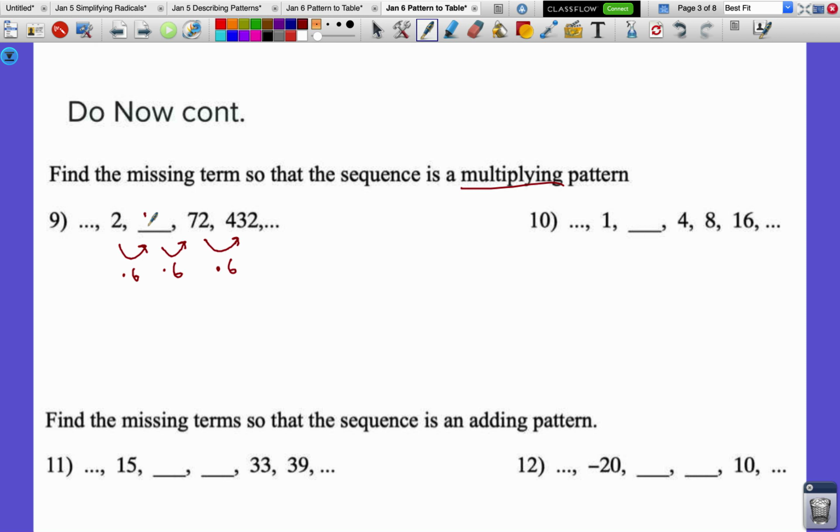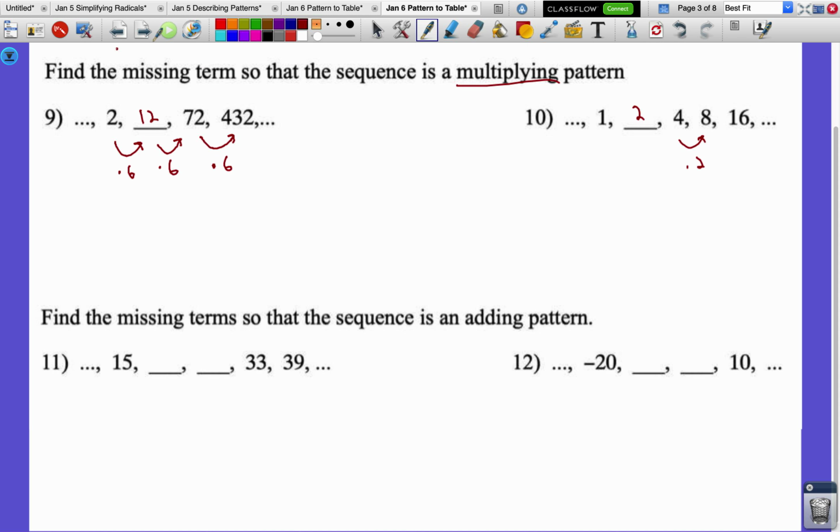So 2 times 6 is 12. 12 times 6 is 72. We did fill in the blank correctly. Same thing over here. We realize that this is a times 2 pattern. 1 times 2 is 2. 2 times 2 is 4. The pattern connects.